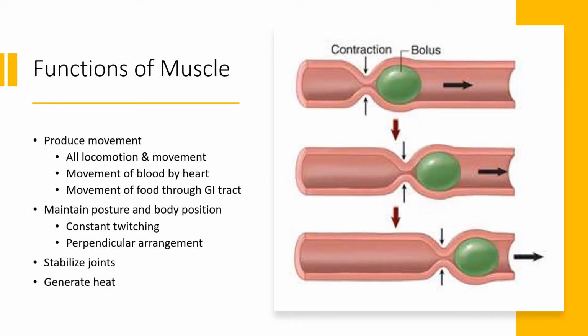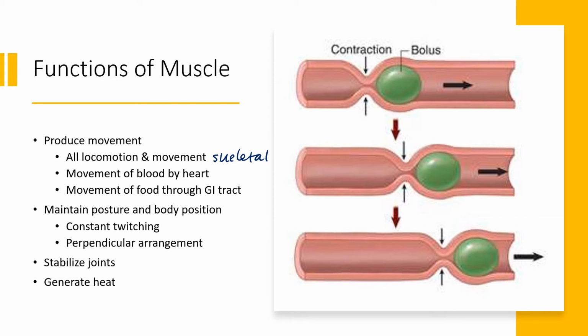Functions of muscle include, obviously, producing movement. Your skeletal muscles pull at your skeleton and move you around the world. They help you grip a pencil, take any given step, jump up and down, sit down, stand up. So all locomotion and movement is directed by skeletal muscles and fueled by the activity of cardiac muscles, right? Those are pumping blood around your body.